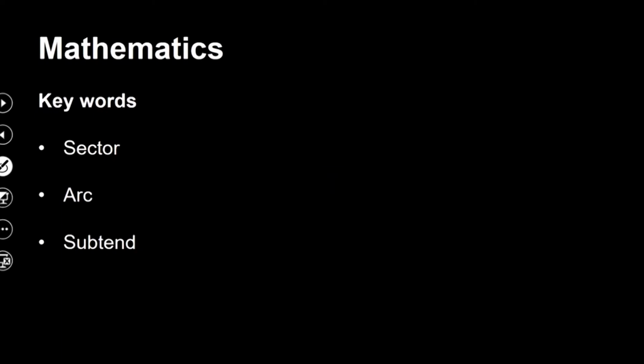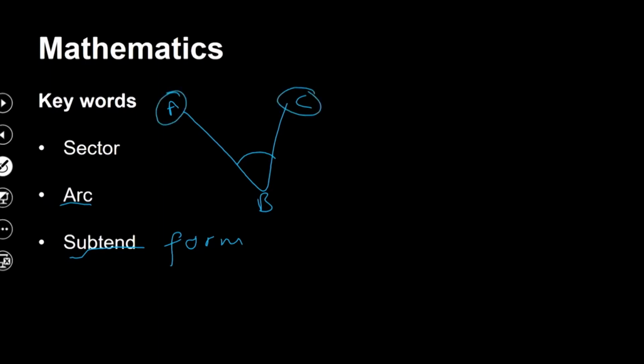We have what we call a sector. It's a part of the circle. Also, an arc is a curvy part on the circumference as well. Subtend actually means form. So if I have something like this, and I have A, B, and C, the angle at B, we say it is subtended by AC, meaning it is formed by AC.